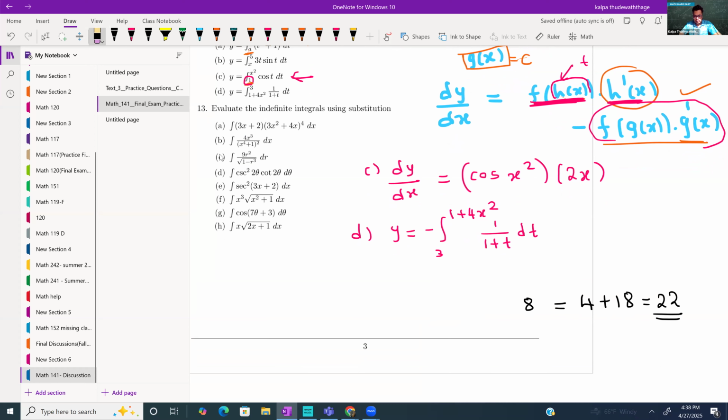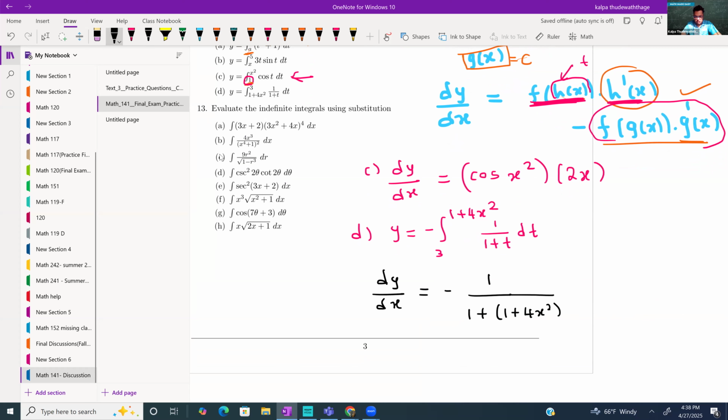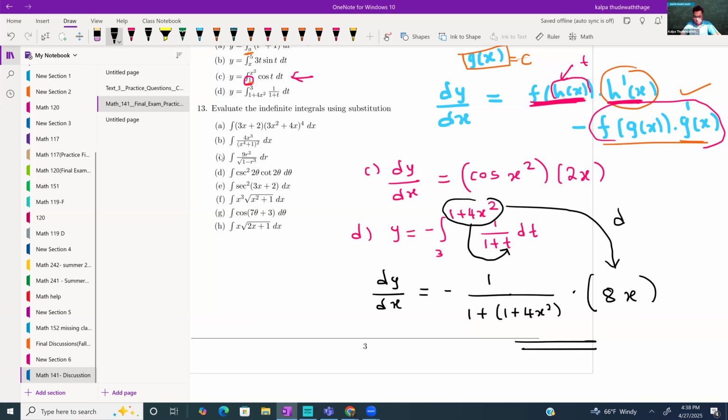And if you need the derivative of that, dy over dx, it will be negative 1 over 1 plus, instead of t, I put the upper limit, everything as it is. Everything I replace here for your t. And you have to take the derivative of that. Derivative of that is what? 8x. I put a big bracket here. That's the dy over dx.